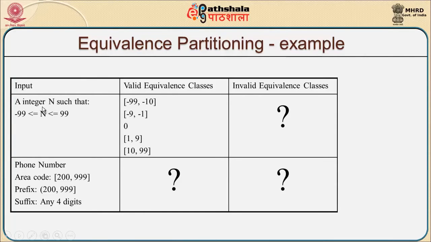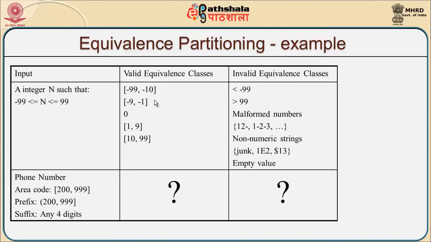Say for the first input, an integer which ranges between -99 to +99, the valid equivalence classes are -99 or -10, -9 or -1, even it could be 0. So, that is well within the range 1, 9, 10, 99. So, we start out with the values from one extreme and end with the value on the other extreme. So, this becomes the valid equivalence class, and an invalid equivalence class is any number which goes beyond this range, that is, less than -99 becomes an invalid equivalence class, and any number more than the other boundary, greater than 99.